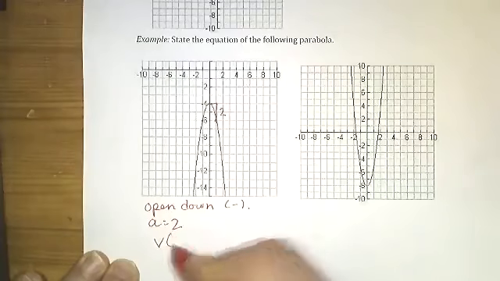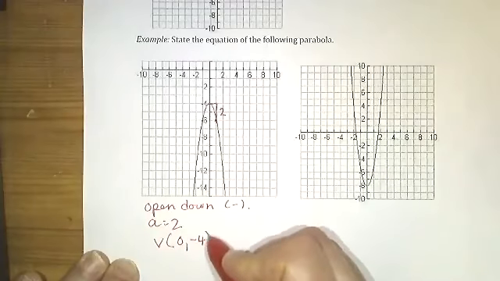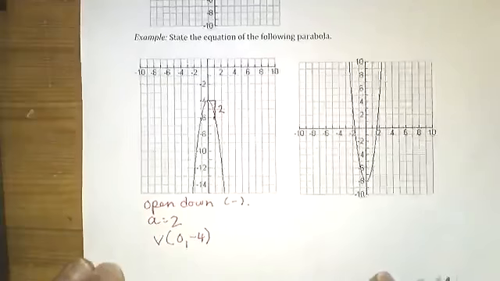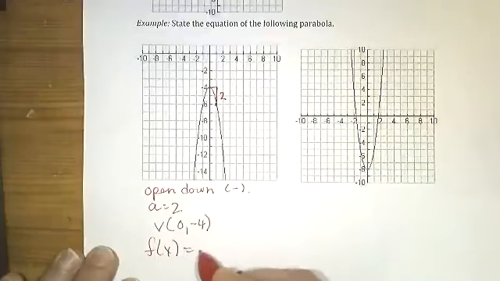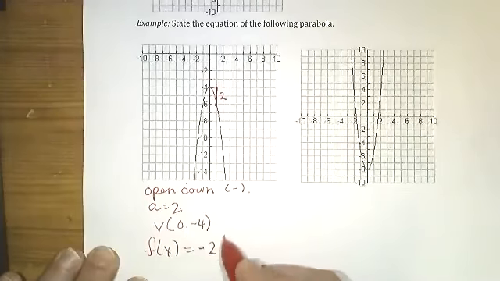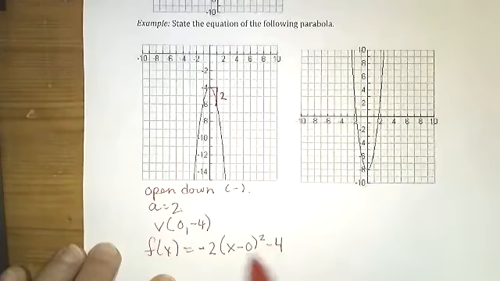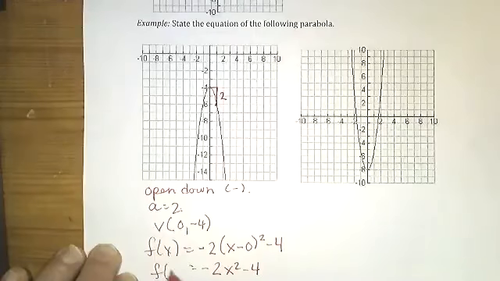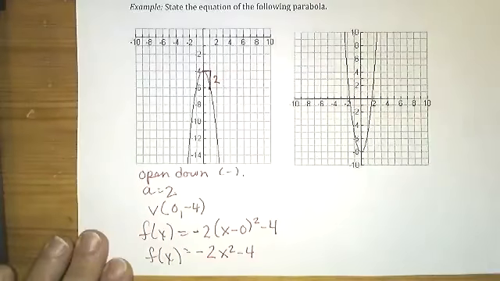Our vertex is, our H is 0 and the K is -4. So then we can write our equation. f of x is equal to, we'll put our negative sign, the A value is 2, and then we'll substitute in the values of H and K. Once again, since this is a subtract 0, we can rewrite this in a simplified form, just simplifying the bracket here.